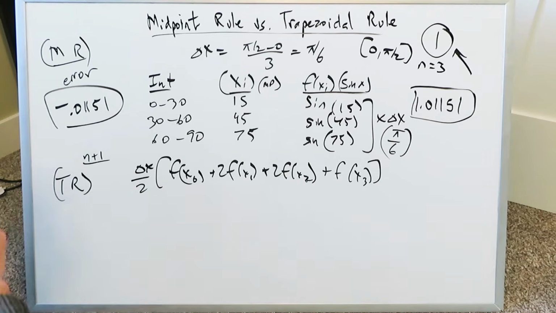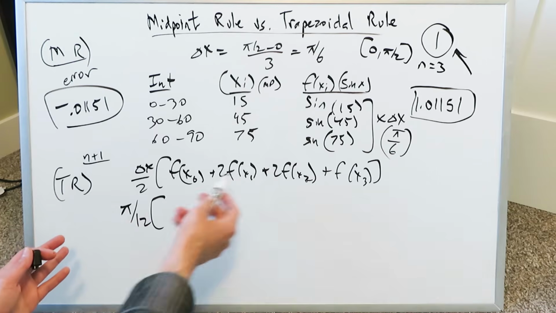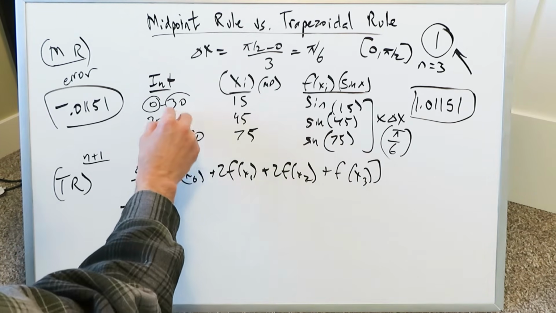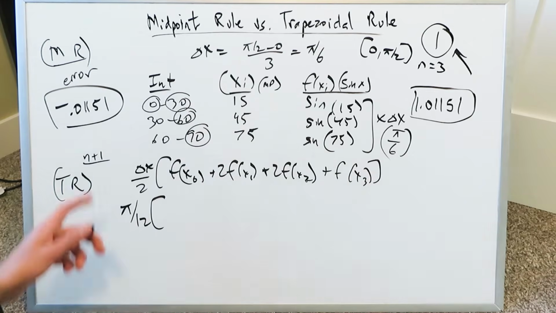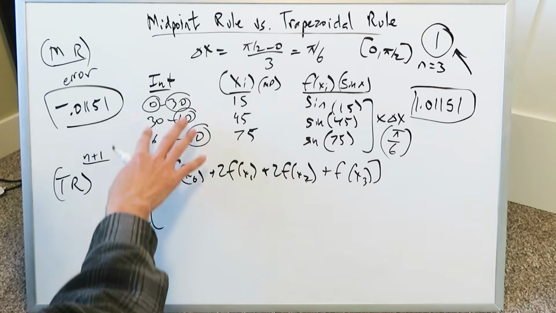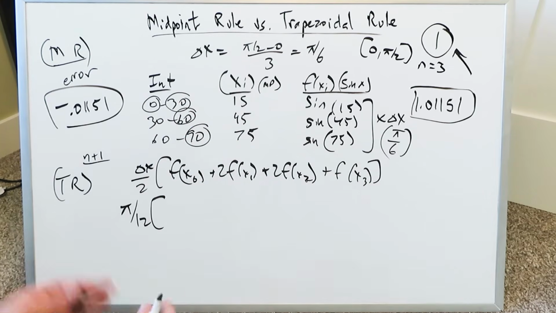You have a delta x over 2. We have a delta x already. Pi over 6 over 2 is a pi over 12. I have everything here in terms of these intervals right here. Here's my x0, here's my x1, x2, x3. Everything is seemingly coming off from right there. And even if it wasn't, you would still do the same interval determination anyways.